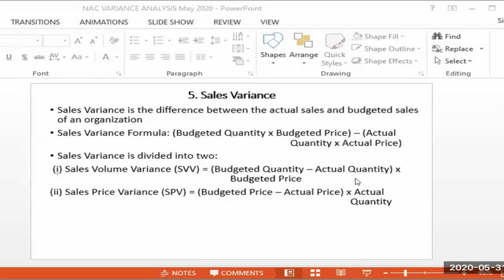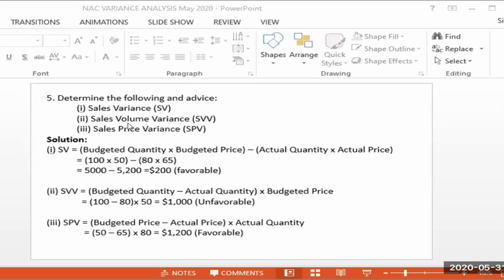So having these formulas, we can now determine the following variances, and of course using the formulas to determine the following variances. We have the sales variance, we have the sales volume variance, and we have the sales price variance.